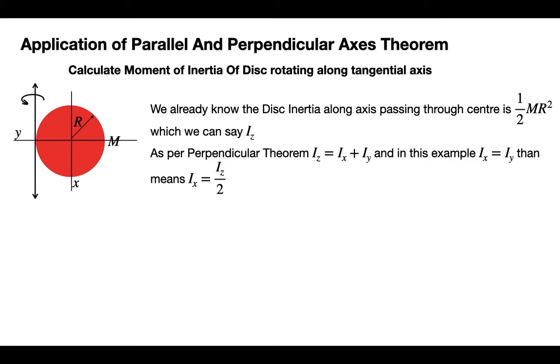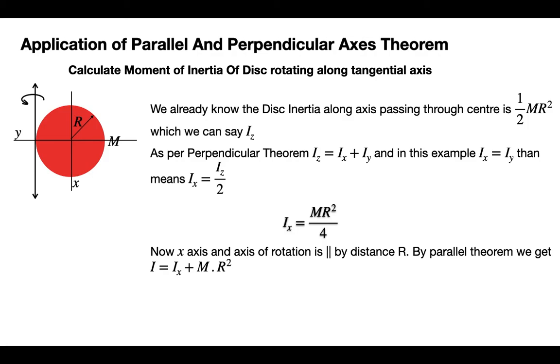So as per the perpendicular axis theorem, Iz is equal to Ix plus Iy. And in this example, it's a disk with radius r, so Ix and Iy both will be the same, because if you calculate Ix, Iy has to be the same. Means Ix is equal to Iz by 2. So this gives Ix is equal to mr square by 4, because Iz is equal to half mr square, again divided by 2, mr square by 4.